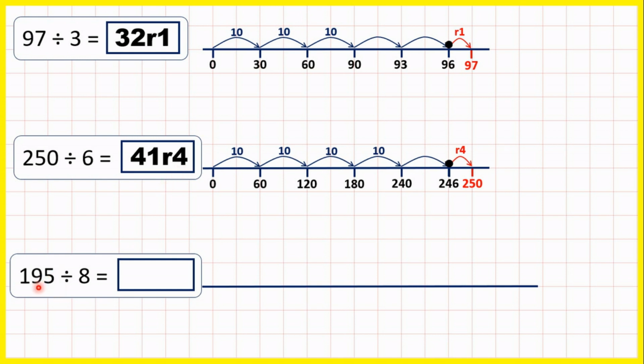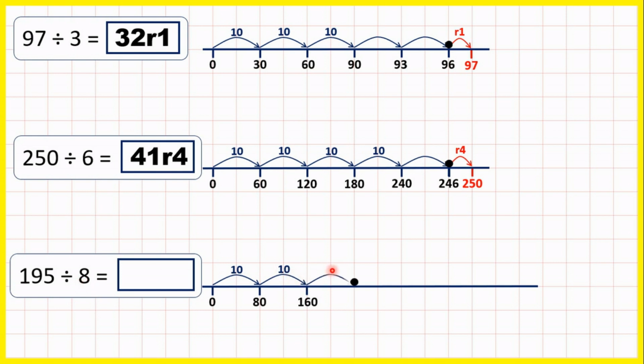Now 195 divided by 8. So we can start by counting in steps of 10 times 8, so in steps of 80. If we add another 10 steps of 8, so another 80, that takes us to 160. But then from 160, if we jumped another 10 steps of 8, that would be 240, so that would be too many. So from 160, we can now just jump in steps of 1 times 8.